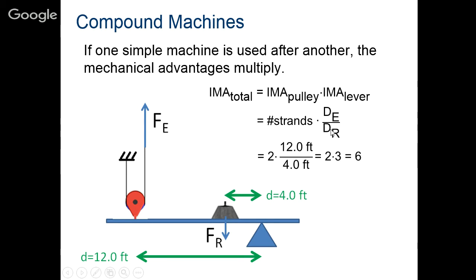And here we have just a second class lever where the distance to the resistance is 4 feet, and the distance to the effort is 12 feet. Now, all we need to do to find the ideal mechanical advantage of the whole system is just multiply those two together. So 2 multiplied by 12 over 4, or 3, gives us 6.